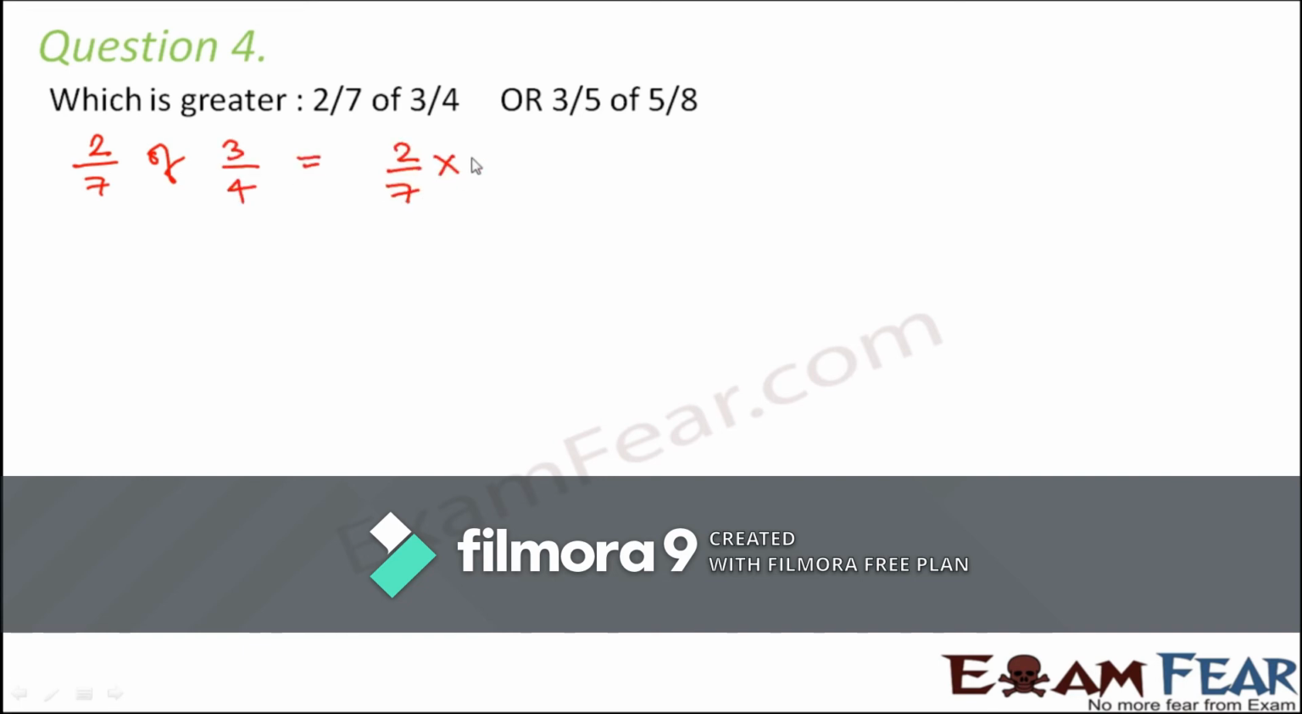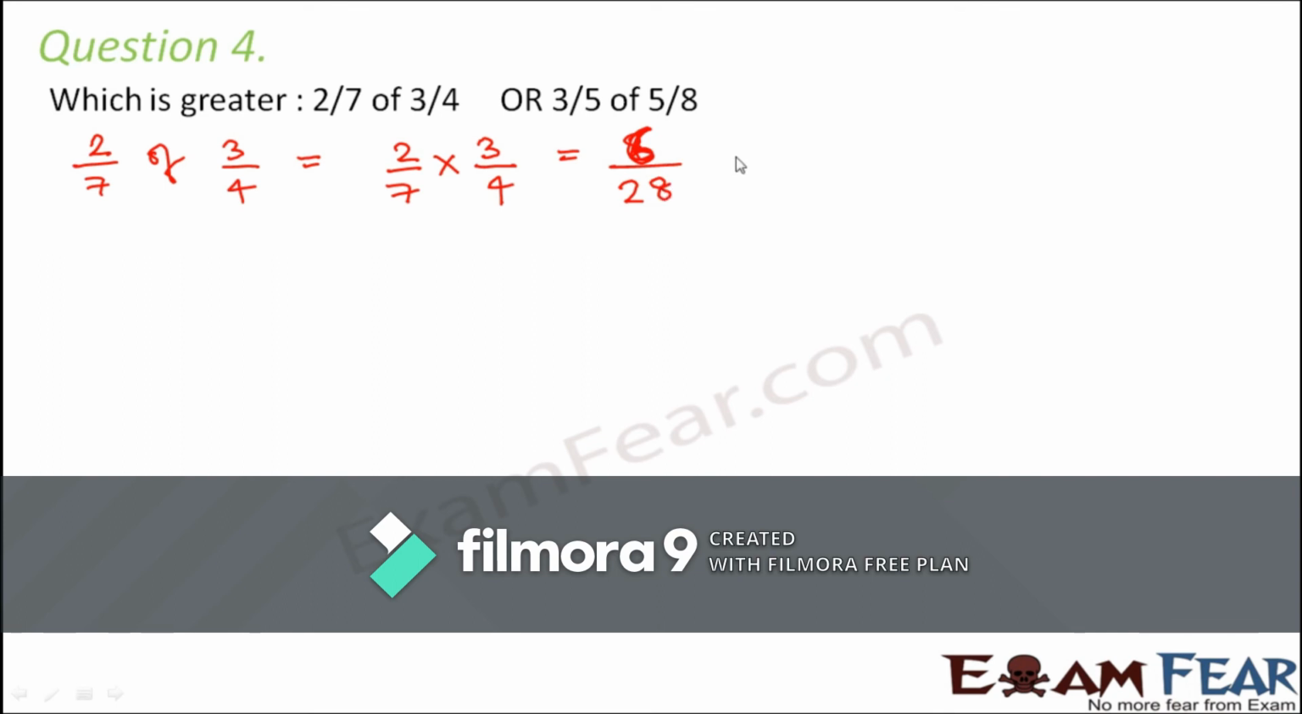This basically means 2 by 7 multiplied by 3 by 4. So let's multiply the numerators. It is 3 2s is 6. Let's multiply the denominators. It is 7 4s are 28. So this is 6 by 28.